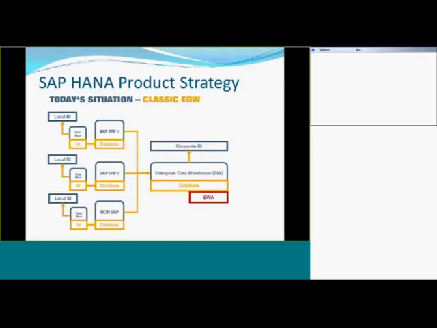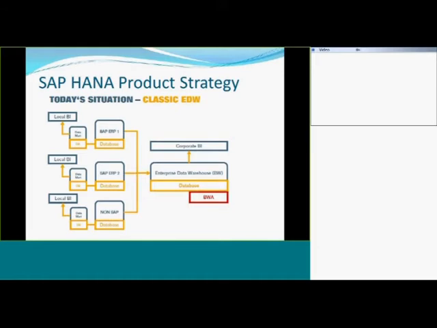This is an ideal situation where most of the clients try to separate their transactional reporting from their analytical reporting. If your BW is extracting data from all the sources, then you can have a corporate BI where you can have a single version of truth of that data, and then all the senior managers can make a constructive decision based on that common data. So this is a classic EDW, Enterprise Data Warehouse.